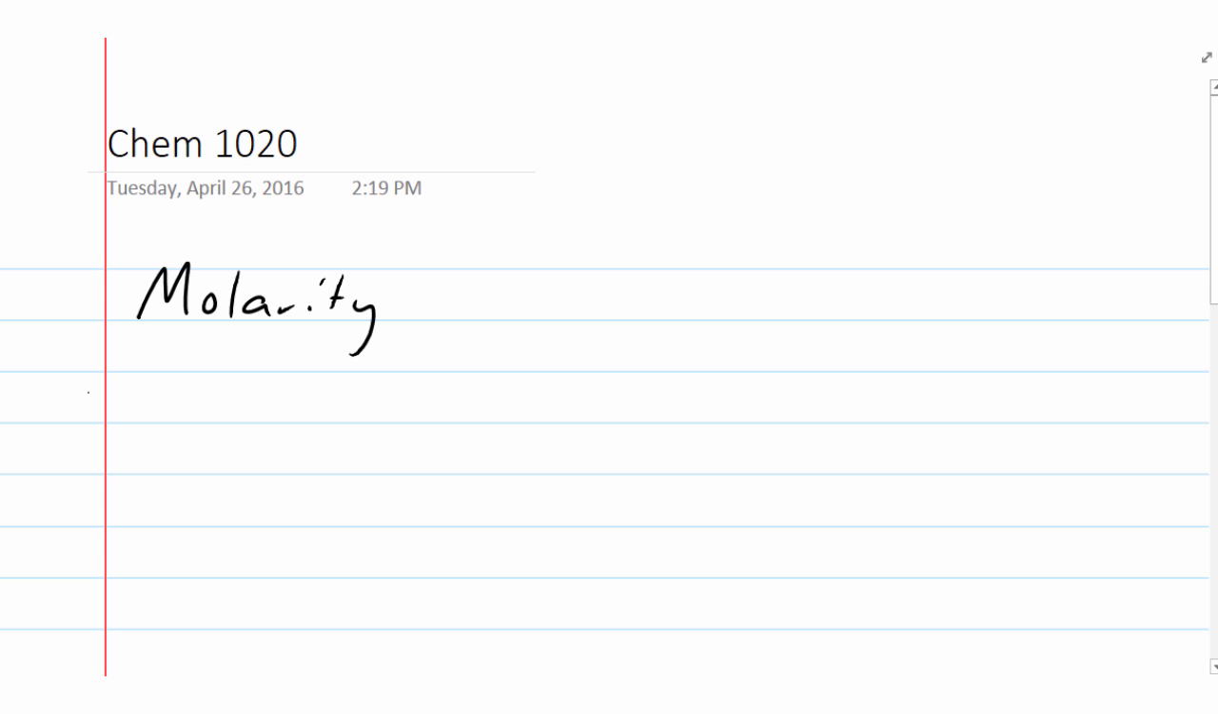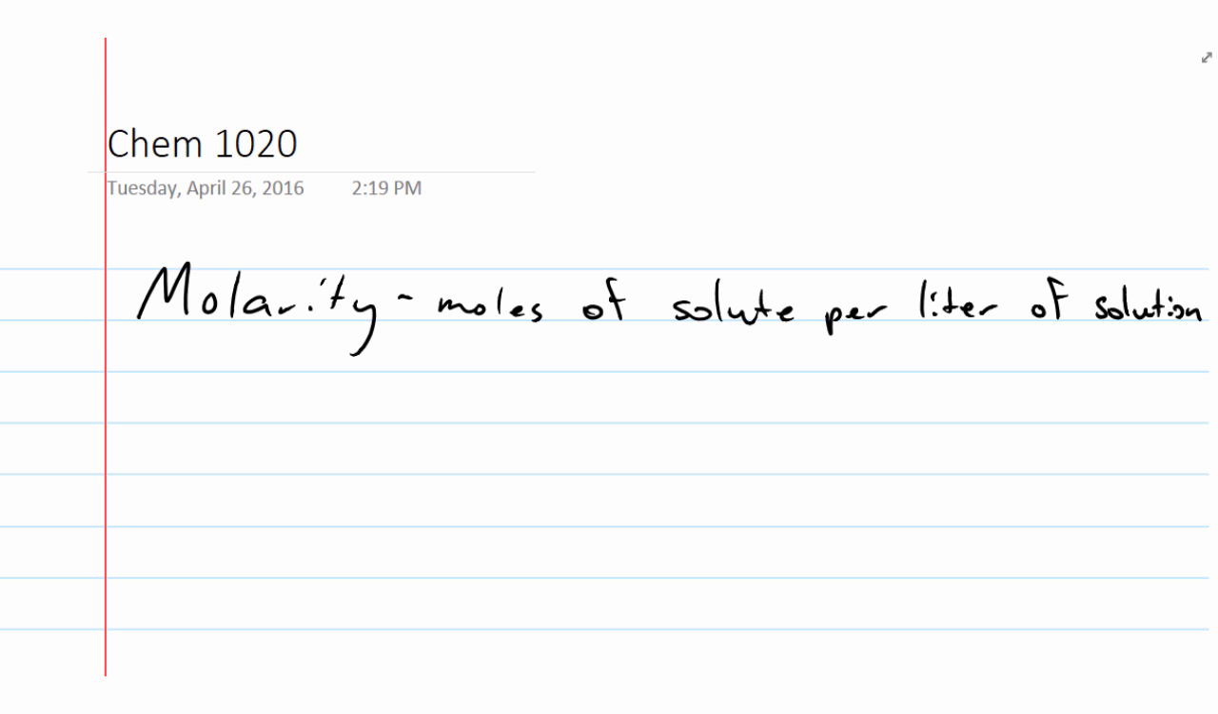The concentration unit of choice for chemists is called molarity, and we define molarity as being the moles of solute per liter of solution. Part of our success in dealing with these problems is going to be being able to read word problems, and so it would be helpful to know that if we see the word per in a mathematics type problem, it means to divide.